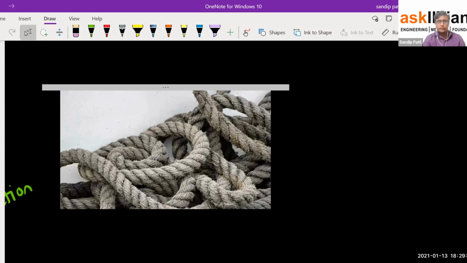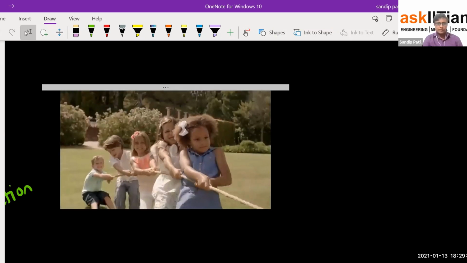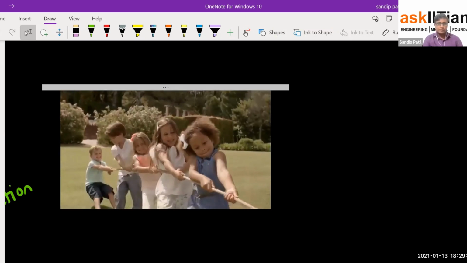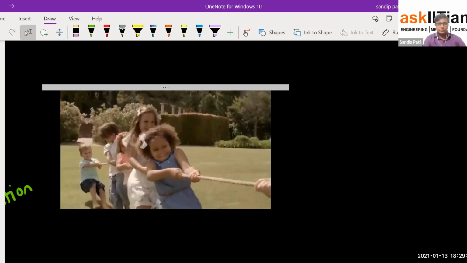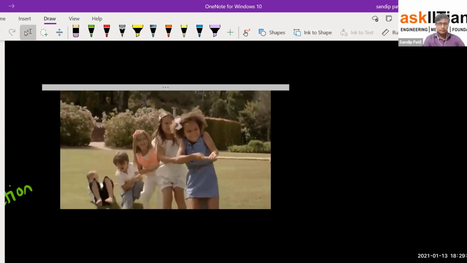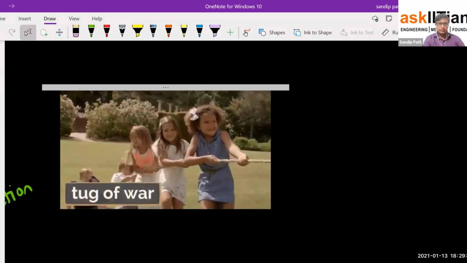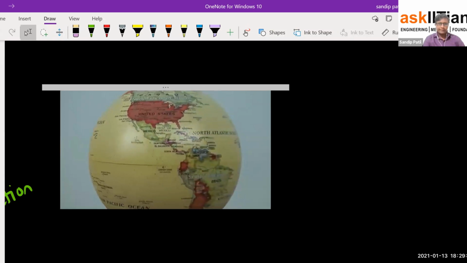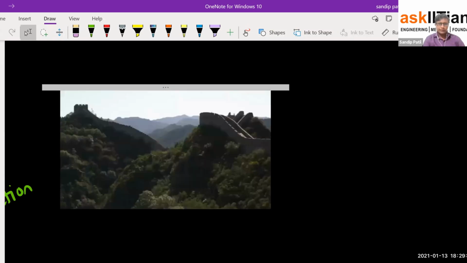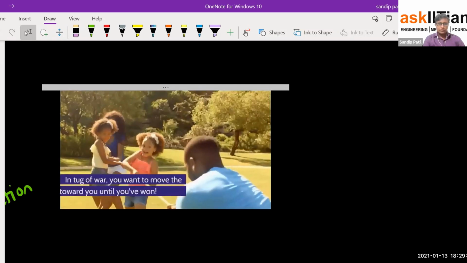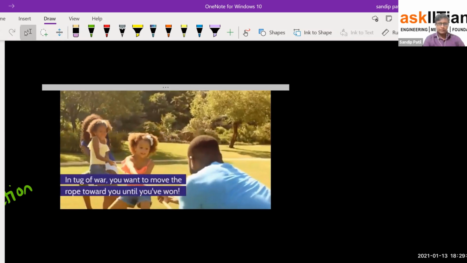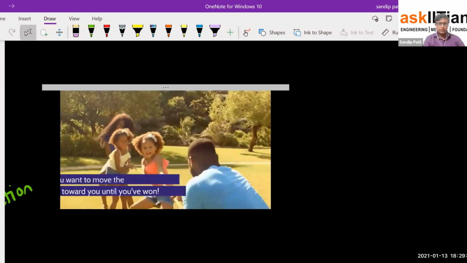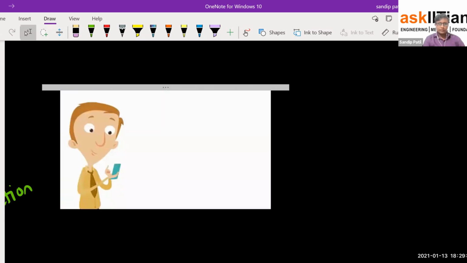First, a rope. Not very exciting. It's just a rope sitting there. But have you ever played this game before? Now, all of a sudden, we're having lots of fun, aren't we? What is this game called? Yes, Tug of War. Tug of War is a game that is played all over the world and was even played in ancient Egypt and ancient China. In Tug of War, you want to move the rope toward you until you've won. It's all about moving the rope.